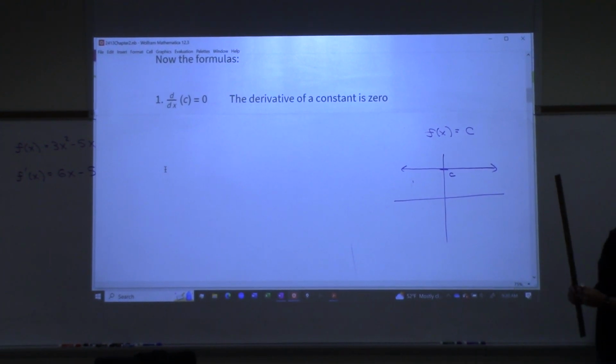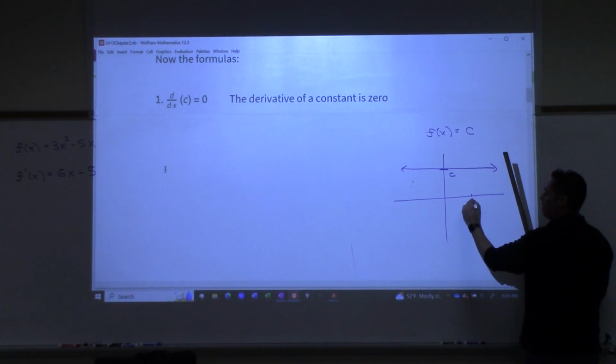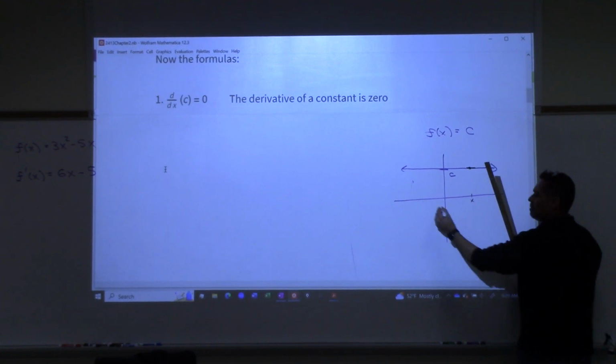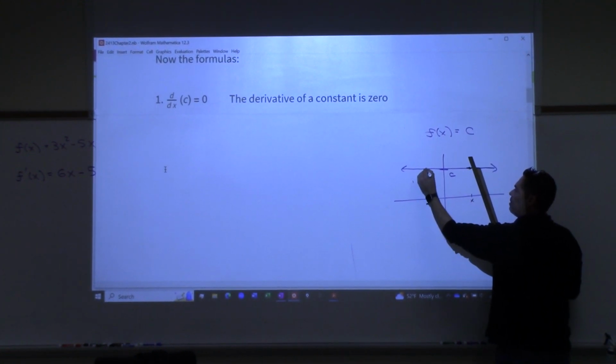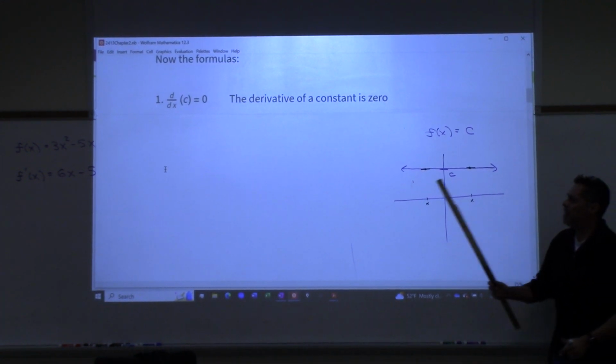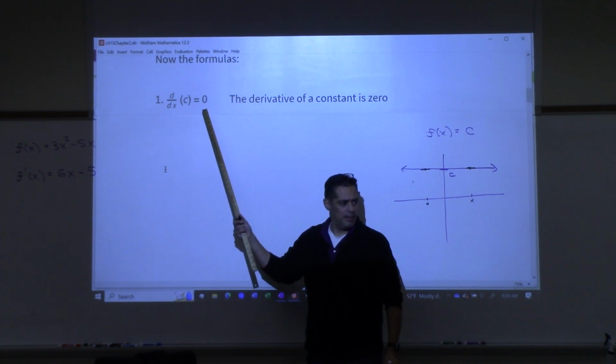Does everyone agree that no matter what point you go to on this graph, go to any x value, go up to that point, the slope of the tangent line would be 0? Go to any point, go up there, slope of the tangent line would be 0 all the time, right? So does it make sense that the derivative of a constant is 0? Yeah? All right.